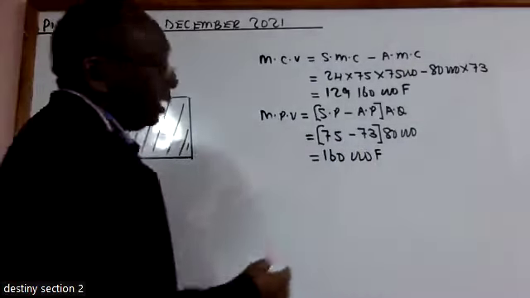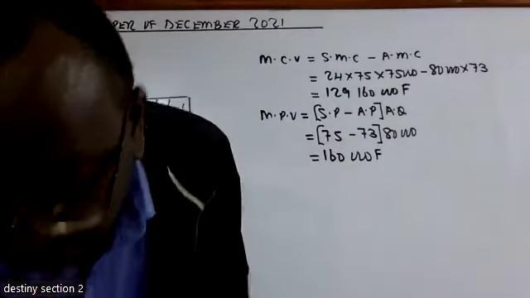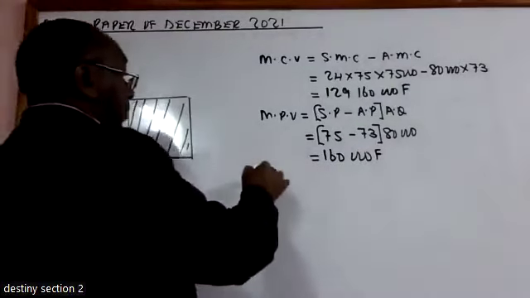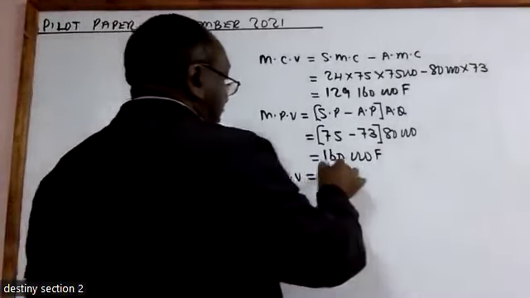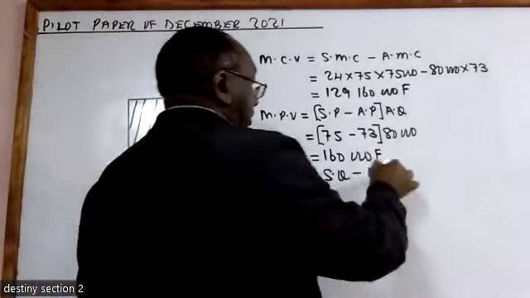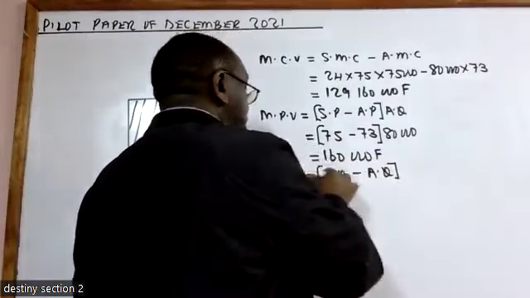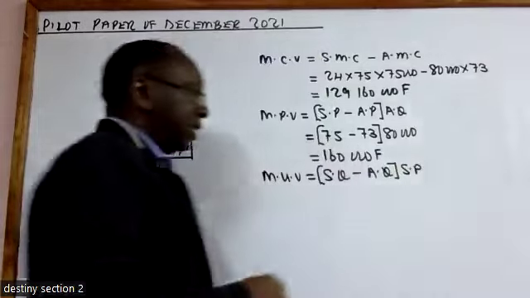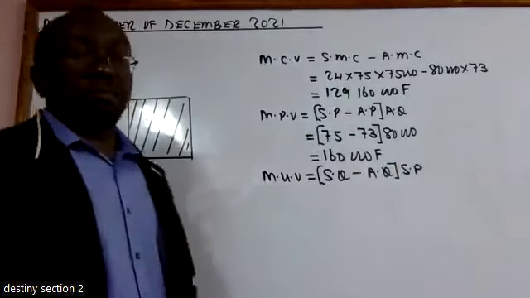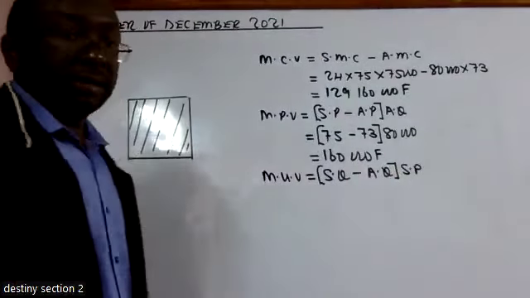Okay, then the next one is the material usage variance. So material usage variance should be given as standard quantity minus actual quantity, you multiply by the standard price. Standard quantity minus actual quantity multiplied by standard price.